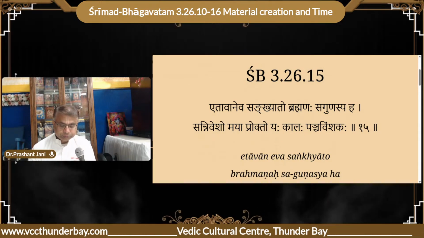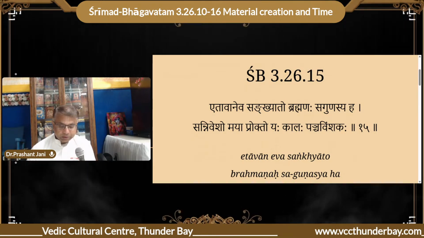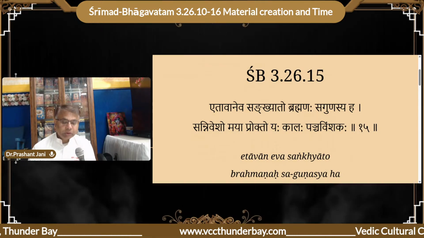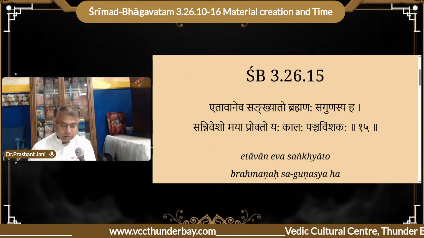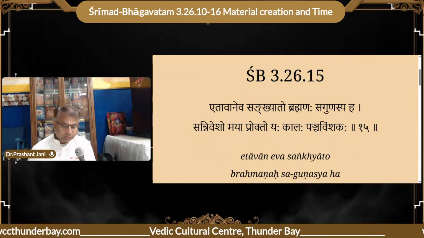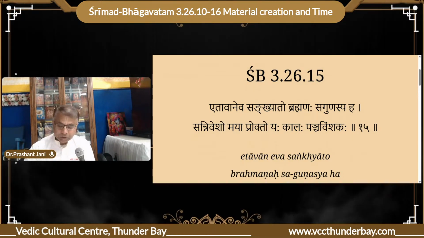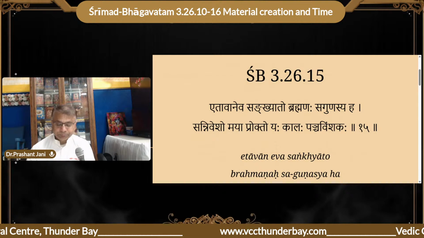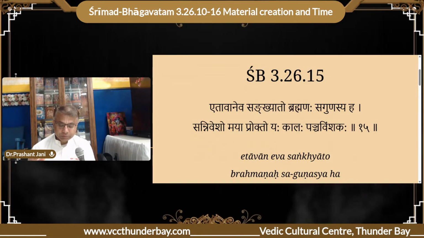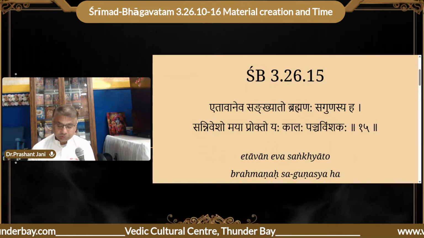Kapila Dev explained to Mata Devhuti that the whole material nature exists initially in an unmanifested stage, which is called pradhana. Now, in this unmanifested state, there are 24 elements, 24 components of this creation. The whole creation is made up of these basic things. So what are these basic things which make up this whole creation?